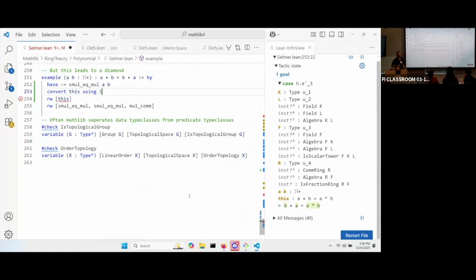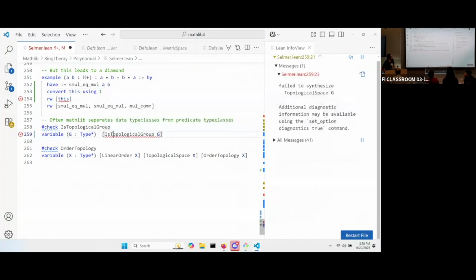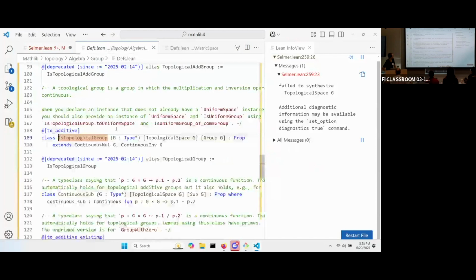So why can't you omit the first two square bracketed things, if indeed it'll throw an error? The reason it'll throw an error is because of this definition. So topological group, how is it defined? Again, this is the difference between putting them as extends versus putting them before the colon. In order to even say topological group G, G first has to be a topological space and then a group, and then you can ask whether or not they're compatible.